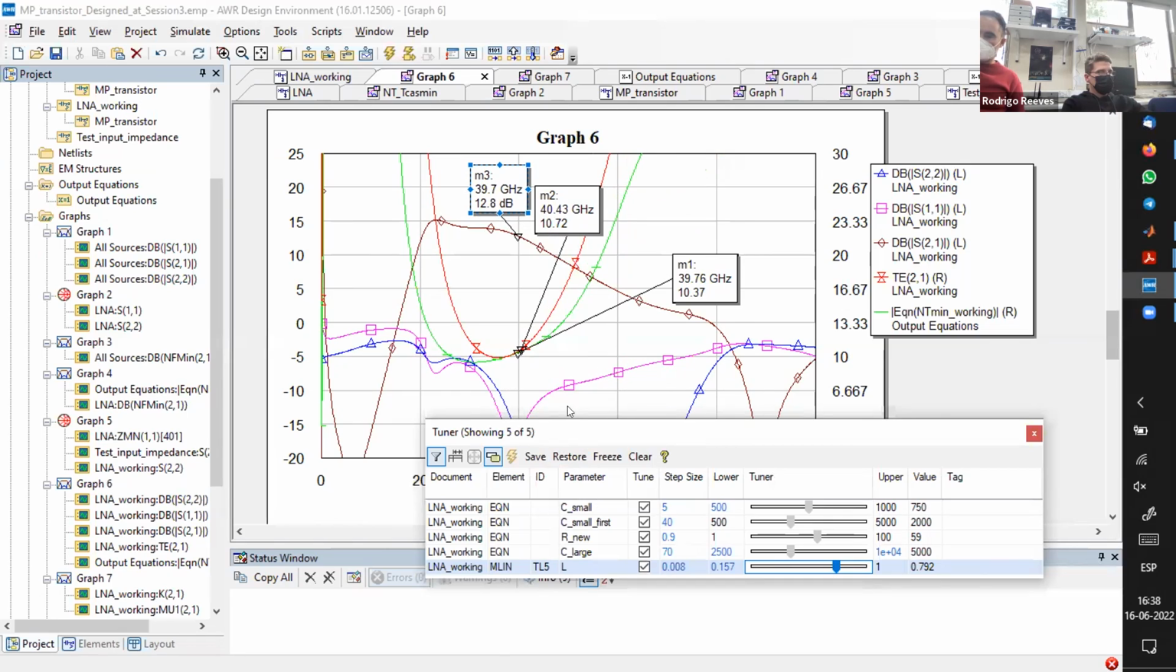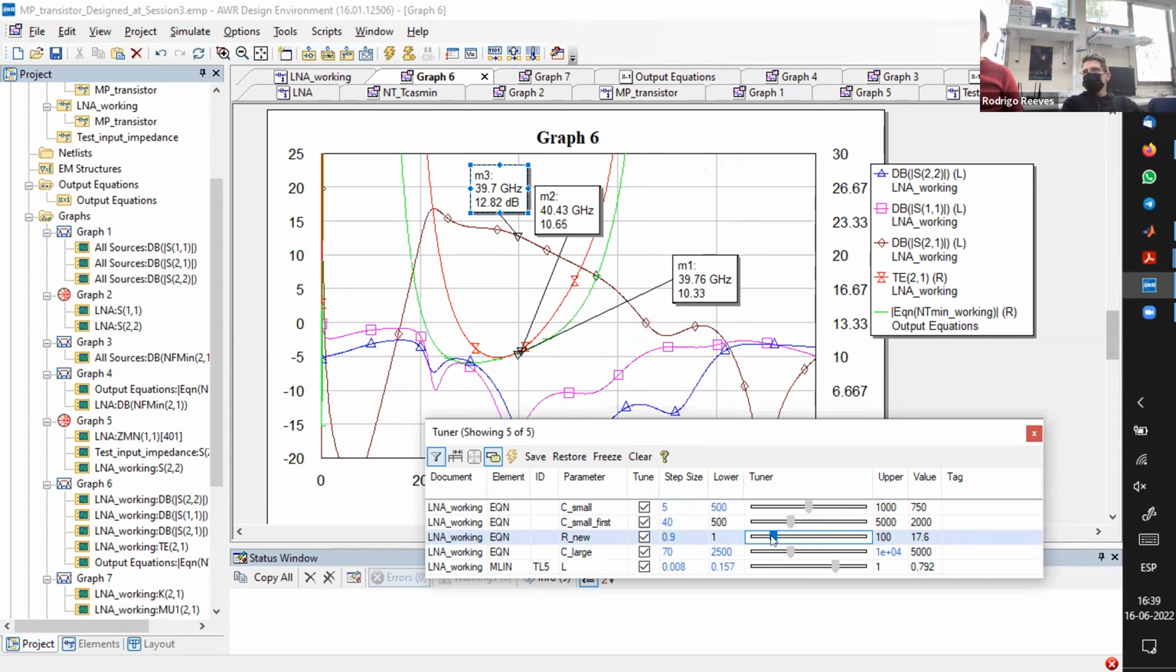I wonder what the value is that you have in your simulation. Mine is 20 ohms and the stub length is 800 microns.